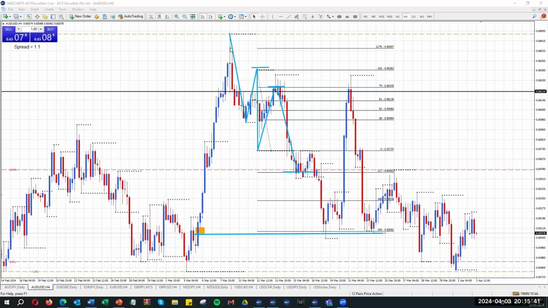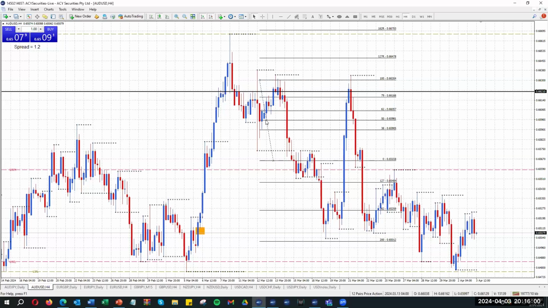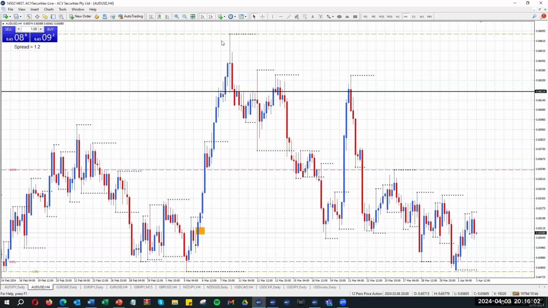Now as well, I was looking to trade down from here. I wasn't looking to trade up, but if you were more bullish, as price was getting back down to the bottom where this imbalance is here, then there's actually another 79% point. So let's go back to the day chart a moment.